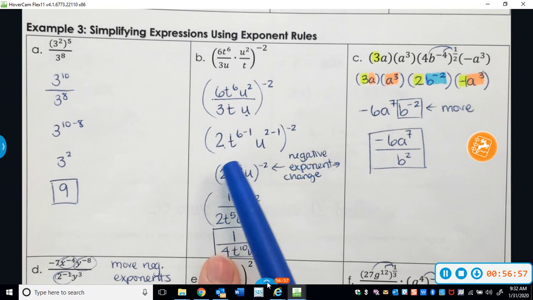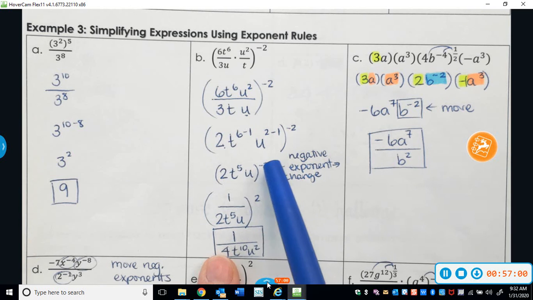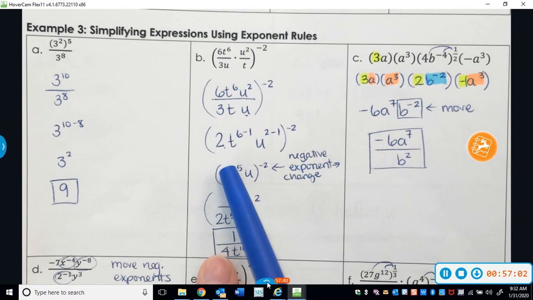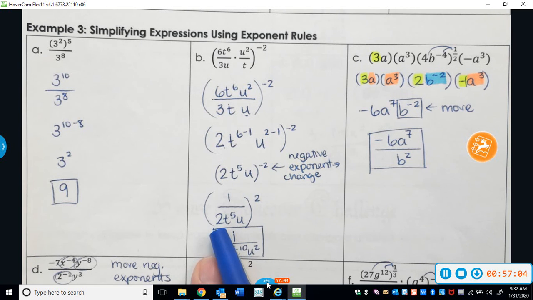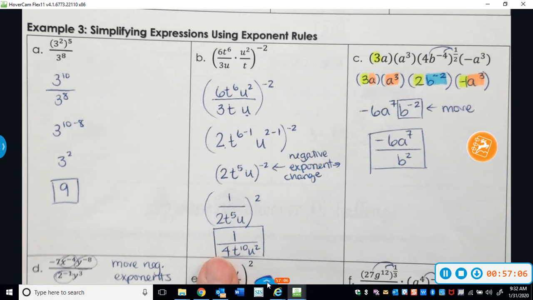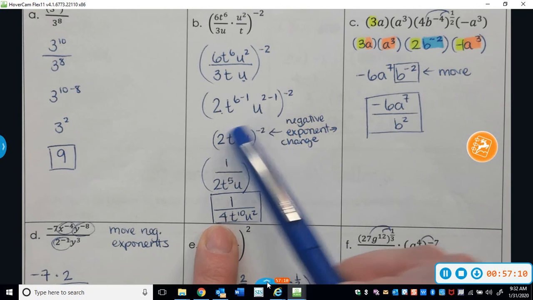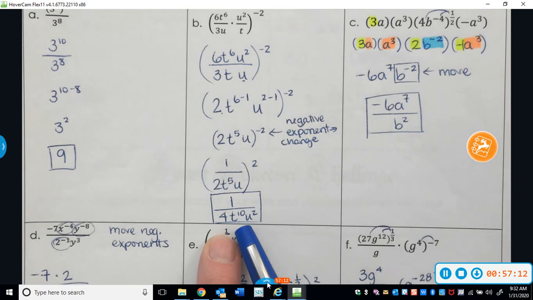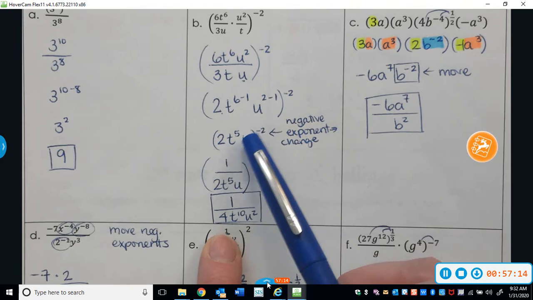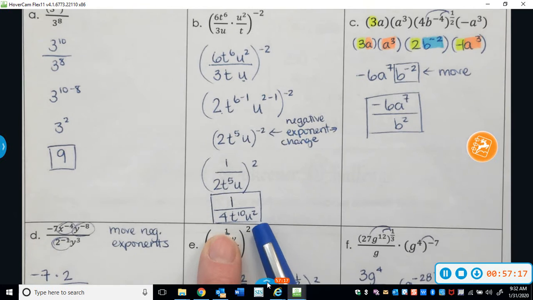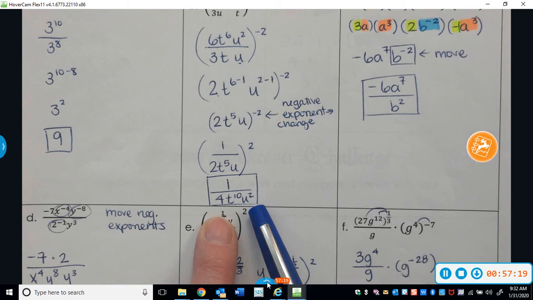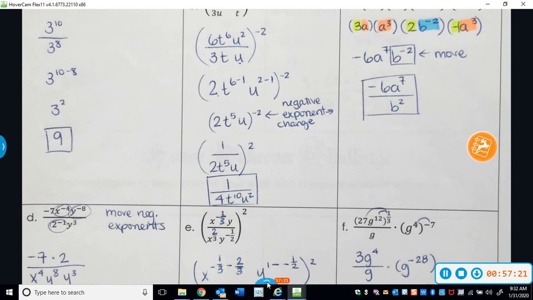So I gave the -2 to all of these things, and I realized that a negative exponent on this 2 would make it move down. So that would be 2 to the 2nd power, which would be 4 on the bottom. T would have a negative exponent of 10, so that's going to make it move down to the bottom. And U with a negative exponent of 2 is also going to move down, so it'll be U squared at the bottom. Questions about that?